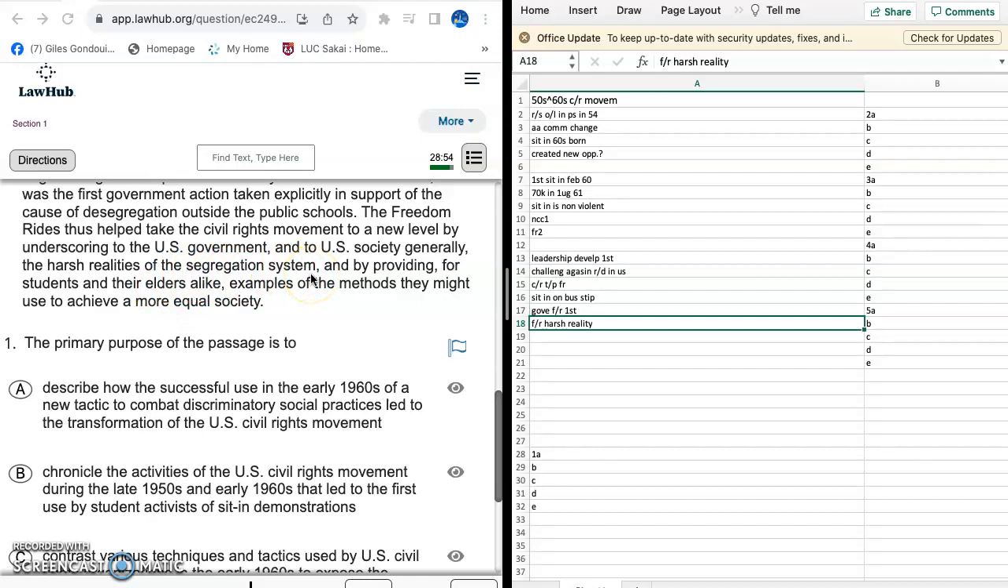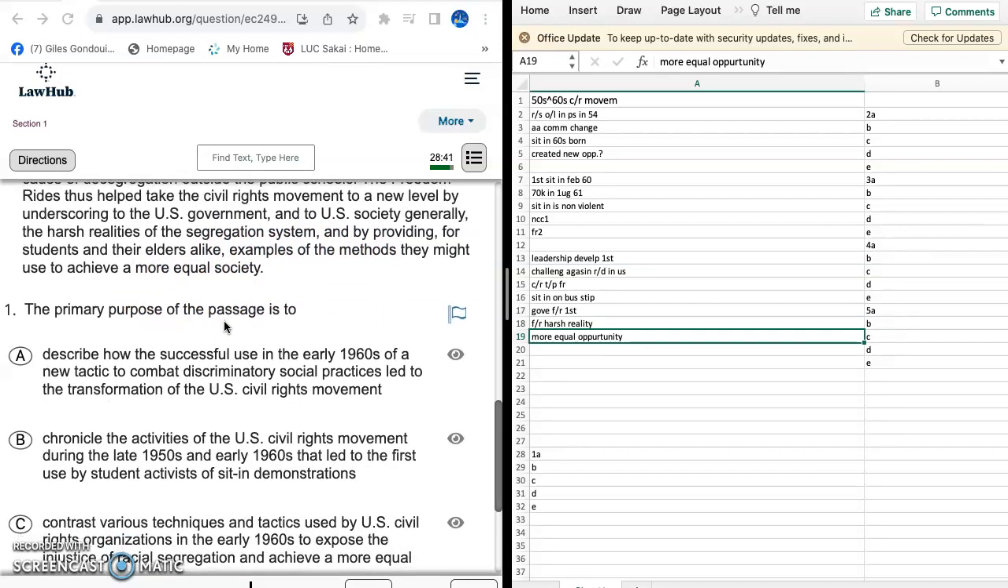So they were using the harsh reality, what was being out there, to get their way, and by providing students and the elders alike an example of the methods they might use to achieve a more equal society. Also, Freedom Riders gave some equal opportunity.